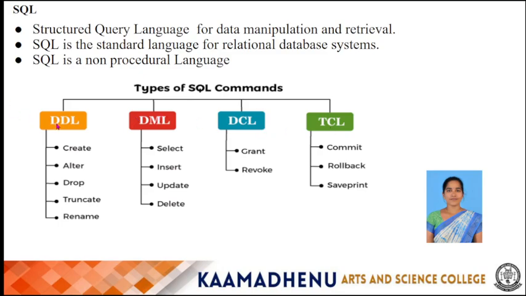DDL means data definition language, in that create, alter, drop, truncate and rename. These come under the DDL. And DML, data manipulation language, in that select, insert, update and delete. These come under the DML. Then DCL, data control language, in that grant and revoke are there. Then TCL, transaction control language, in that commit, rollback and savepoint. These come under the TCL. These are the types of SQL commands.